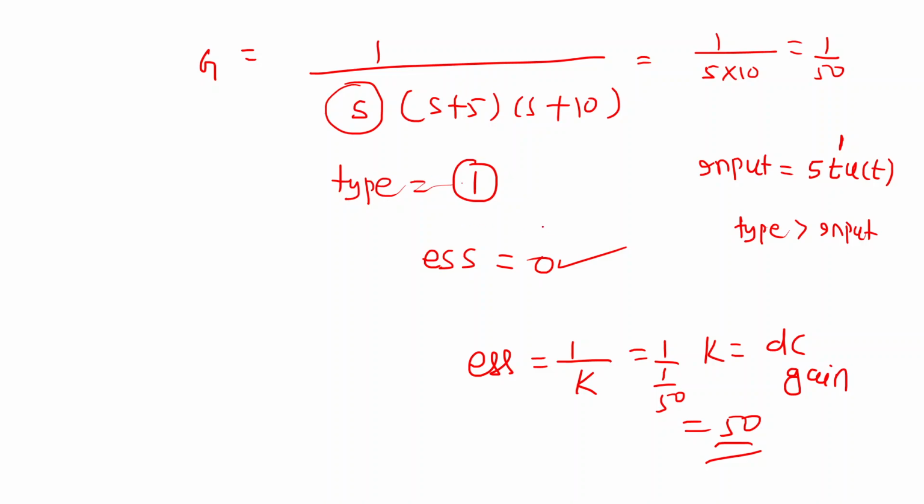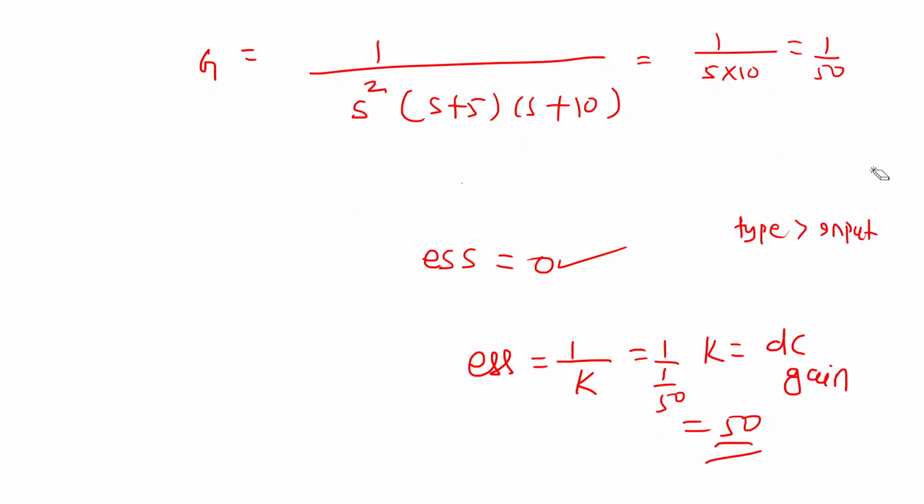Okay, let me give another question to you. Suppose this will be s square. And here I am giving input. Input is now, let me define input, t square into u of t. Now tell me, what is the type of the system? Sir, type 2. Type 2. And here you see the input. What is the type here? Input t square is there. So 2 is now equal to 2.